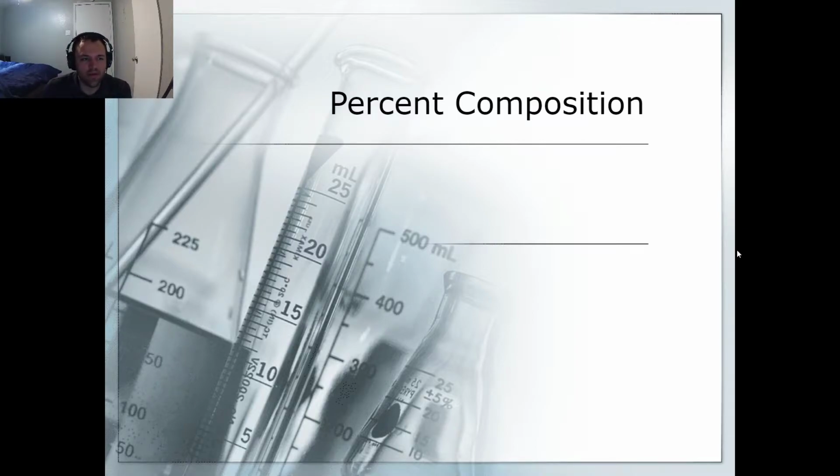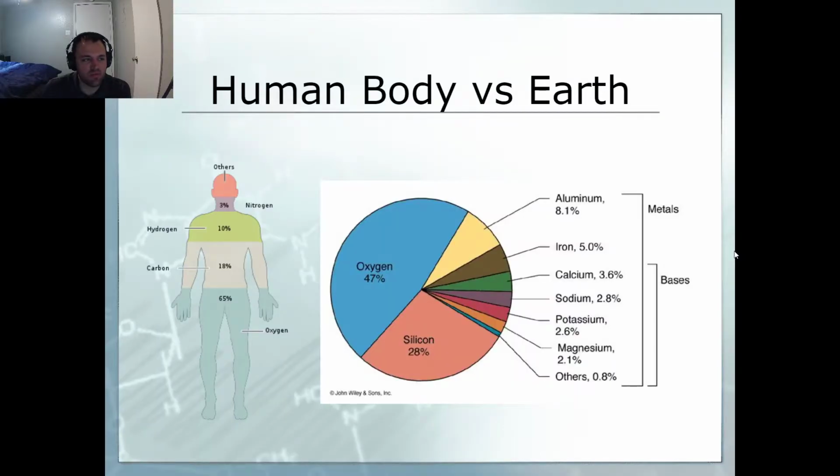So, a broad example, something you might have heard before, is that the human body is made up of 70% water, right? That's a fact that gets thrown around all over the place, and it's correct. That's a true statement. But you can break it down even further and look at the individual elements, and it might tell a slightly different story.